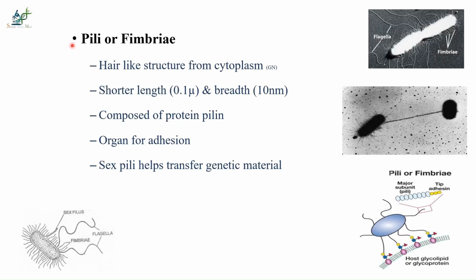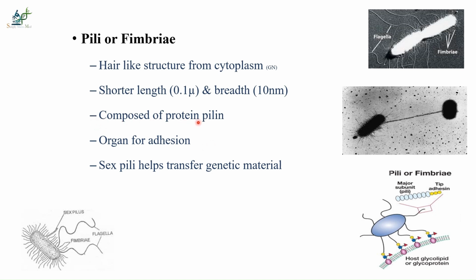Pili or fimbriae. It is a hair-like structure of the bacteria. It arises from the cytoplasm of gram-negative bacteria. That means only in gram-negative bacteria can we see this pili. Pili is a hair-like structure seen in the outermost layer of the bacteria, and it is the organ for adhesion. That means with the help of the pili, the organism will go and bind to the surface of the host.